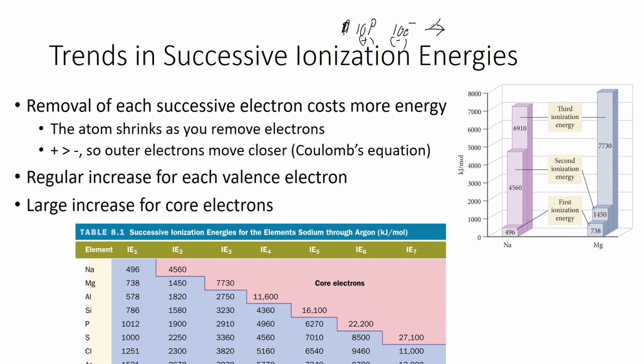Let's say you remove one electron, so you do the first ionization energy. Now you have 10 protons and 9 electrons. Overall, this has a charge of +1. So these 9 electrons are now in an area of overall positive charge. They like that. Opposites attract.